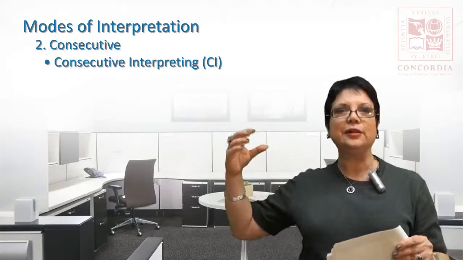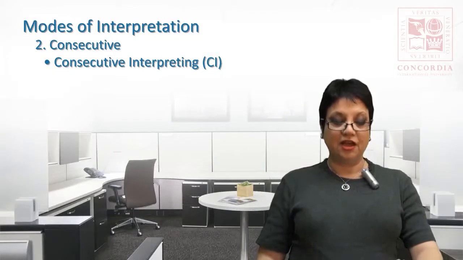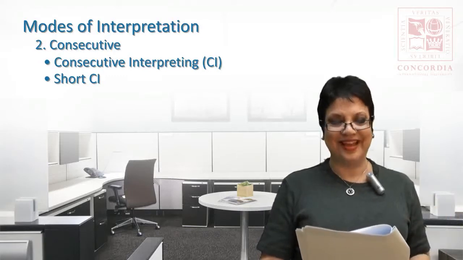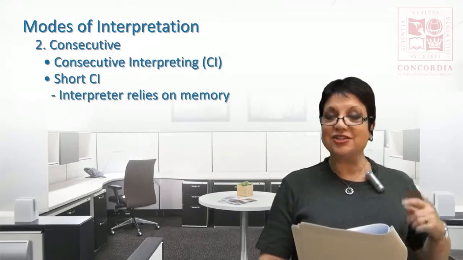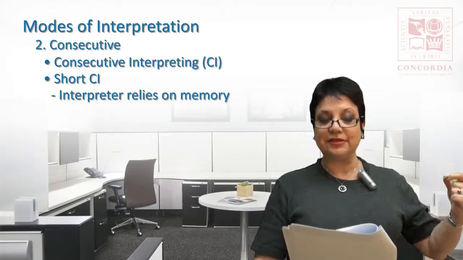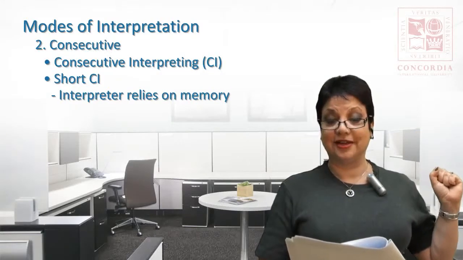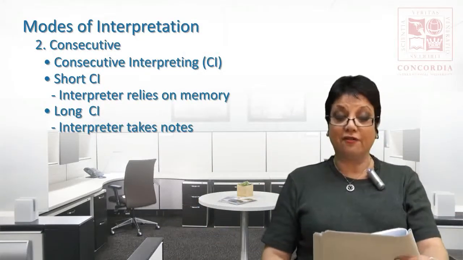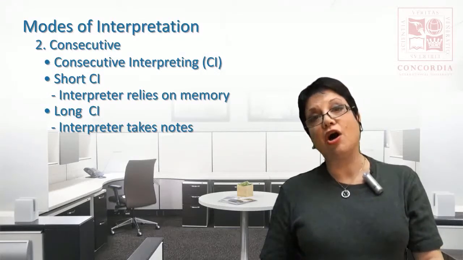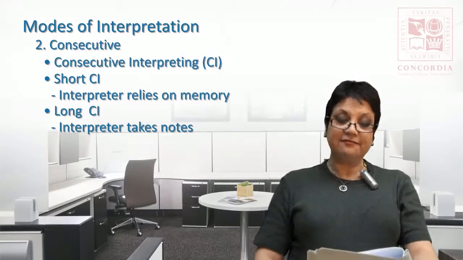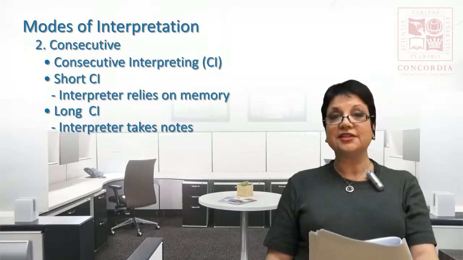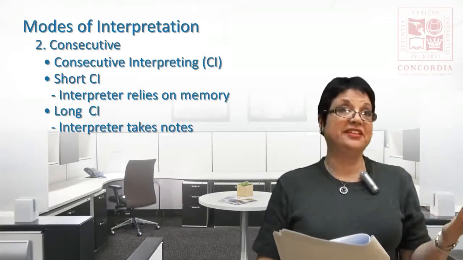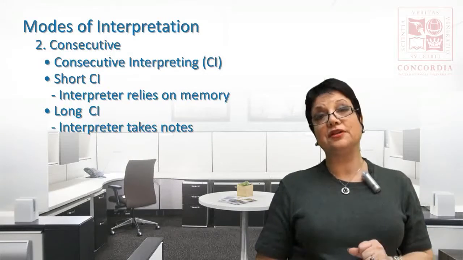So here you have a little bit of time to process. Consecutive interpretation is rendered short as CI, or long CI. In short CI, the interpreter relies on memory, each message segment being brief enough to memorize. In long CI, the interpreter takes notes of the message to aid rendering long passages. These informal divisions are established with the client before the interpretation is effected, depending upon the subject, its complexity, and the purpose of the interpretation.